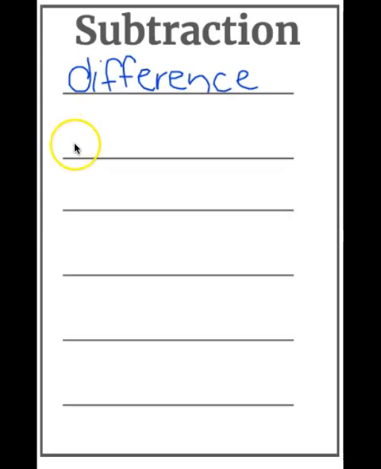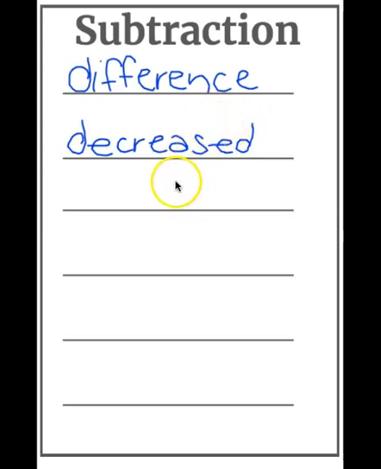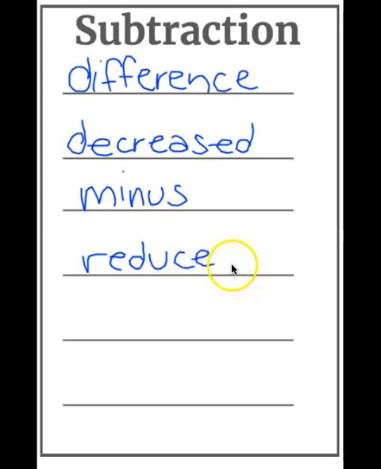Also, we might have decreased. So if we have 12 decreased by 7, we would end up with 5. We're taking 12 and we're decreasing it, making it smaller. Also, minus. 12 minus 7 is 5. Let's see, we could also reduce something, making it smaller. 12 reduced by, let's actually write that, reduced by. 12 reduced by 5 would be 7.